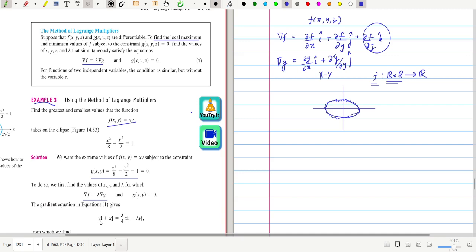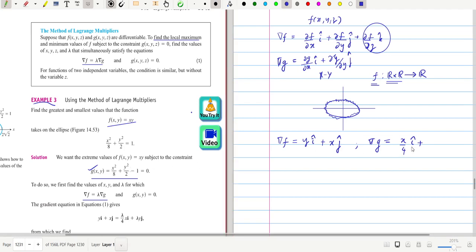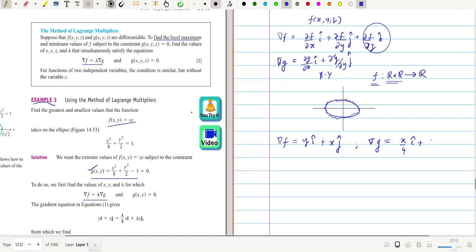What is the gradient of f? It is the partial derivative of this expression with respect to x first, which gives y times i, plus the partial derivative with respect to y, which is x times j. So this is the gradient of f. Then what is the gradient of g? It is the partial derivative of this expression with respect to x first, which gives 2x by 8, that is x by 4 times i, and the partial derivative with respect to y, which gives 2y by 2, that is y times j. So this is the gradient of g.